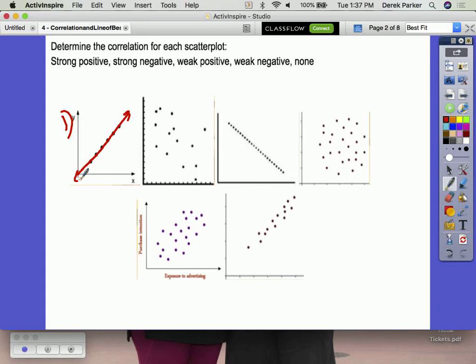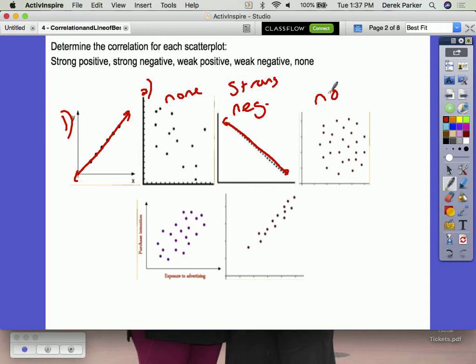Yes, they are kind of scattered on number 2, but I would call that no correlation. That's no correlation because it's too spread out. On the next one, I can draw a line through there. They're all pretty packed in there together. That is called a strong negative. Next, that's no correlation.